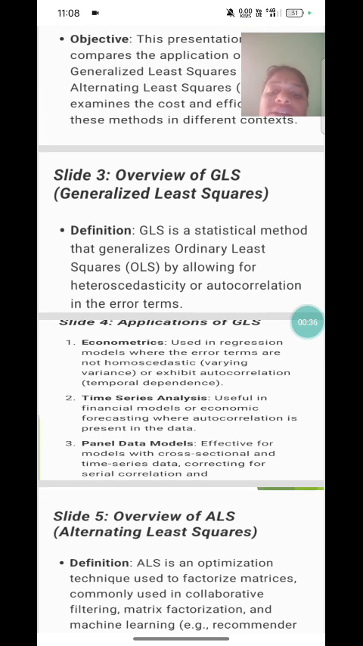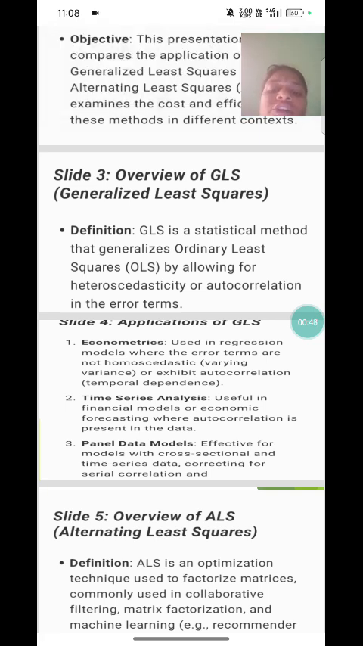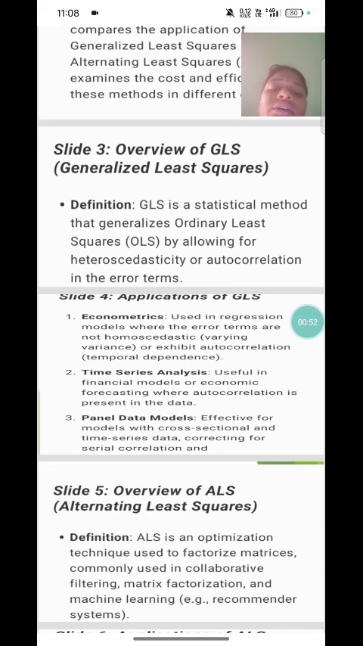Overview of GLS. Definition. GLS is a statistical method that generalizes ordinary least squares, allowing for heteroscedasticity and autocorrelation in the error terms.